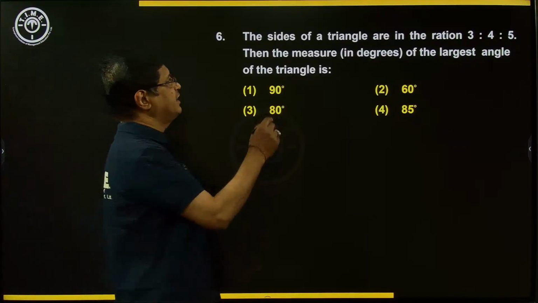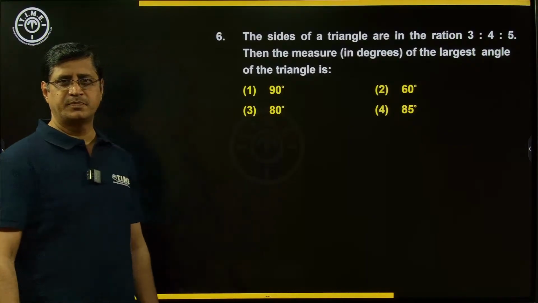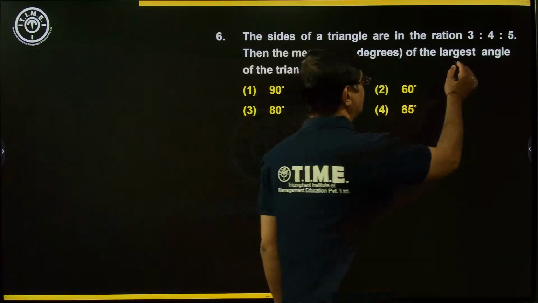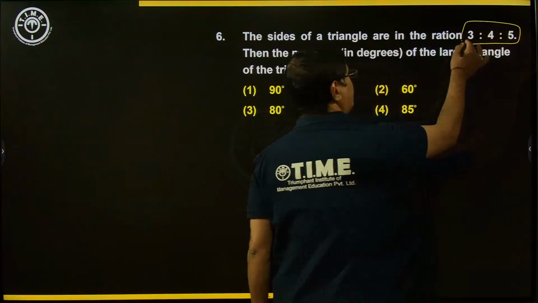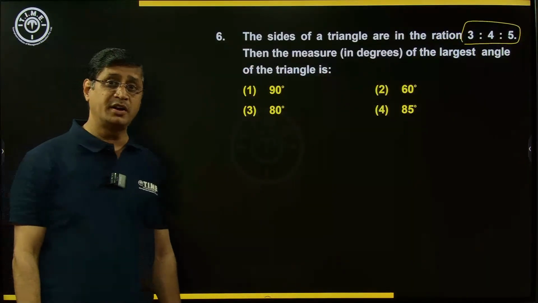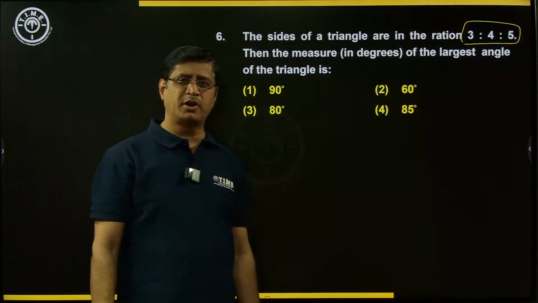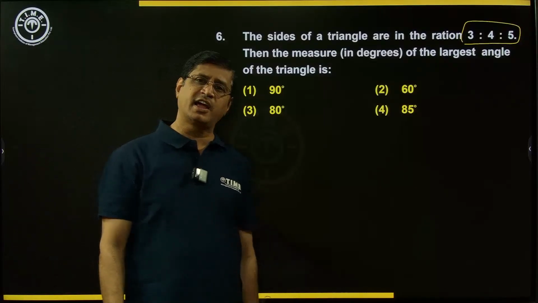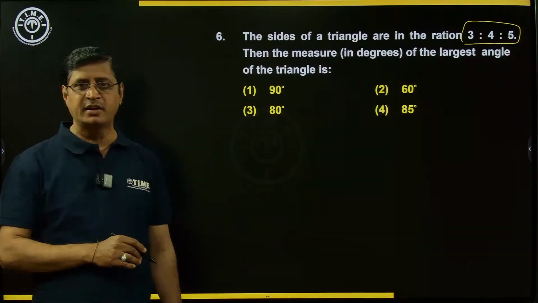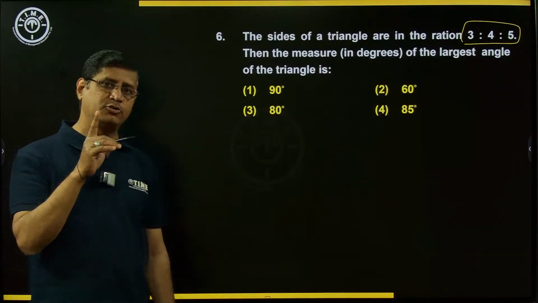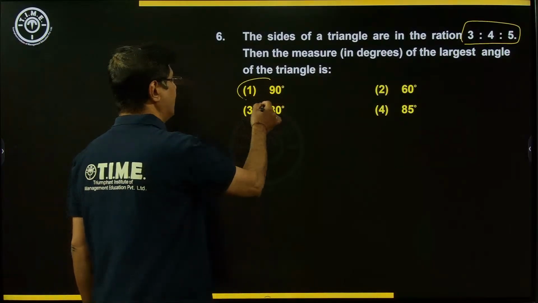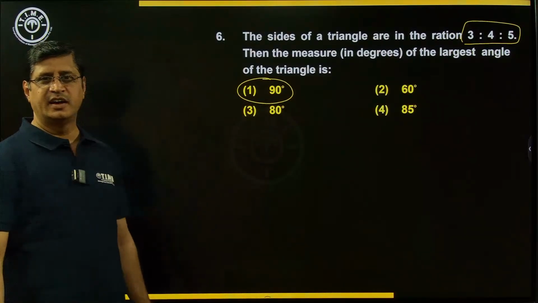Dear students, triangle means sum of the angles is 180 degrees. Look at the ratio once. What is the ratio here? 3 is to 4 is to 5. Means here this is a Pythagorean triplet. Pythagorean triplet means it is a right angle triangle. Right angle triangle means what is the largest angle in the right angle triangle? One of the angles must be 90. The largest. So what is the answer? Option 1. First choice is the right answer.